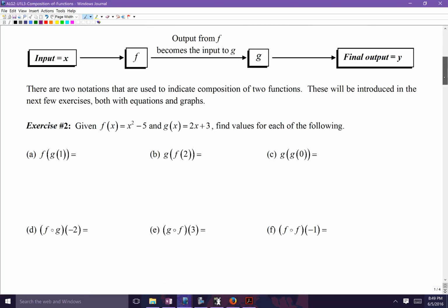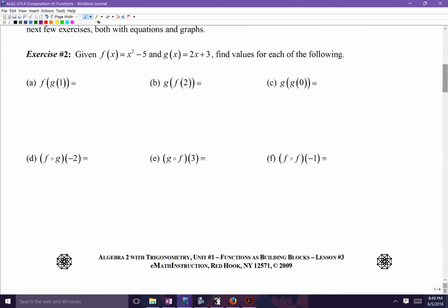Okay, so now it says we have two functions. We have this f function and we have a g function. The f function is x squared minus 5. The g function is 2x plus 3. So in letter A, it looks kind of weird because it's asking us to evaluate f of g of 1. So whenever you do these, you always evaluate from the inside first.